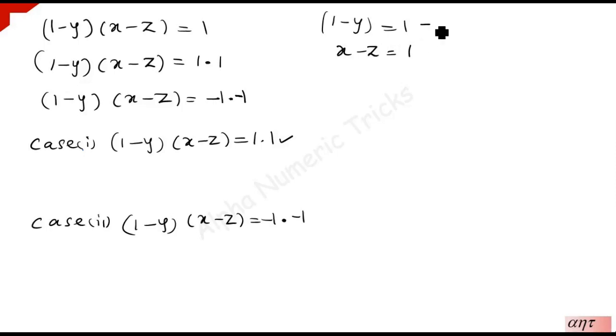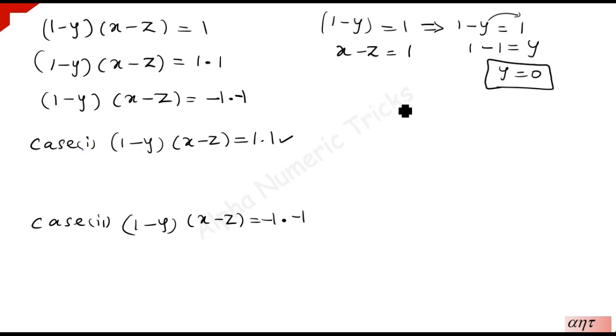Now from this equation we have 1 minus y is equal to 1. You take this 1 to the other side and y to the other side. So 1 minus this 1 comes here, and when you take plus 1 to the other side, it becomes minus 1, and y to the other side becomes plus y. So from this, y is equal to 0. So we got one value for y.